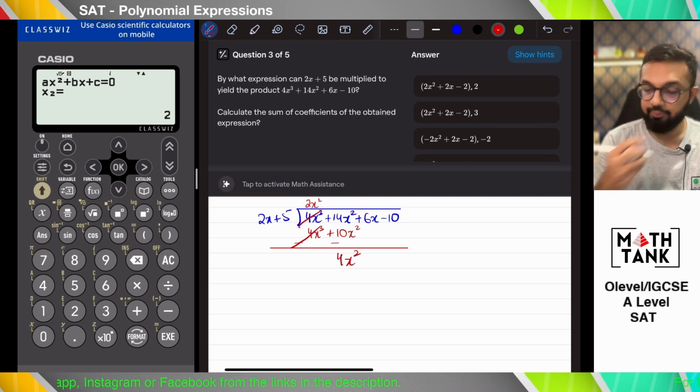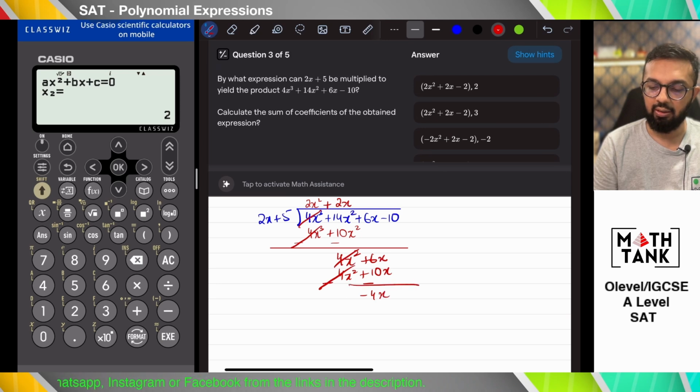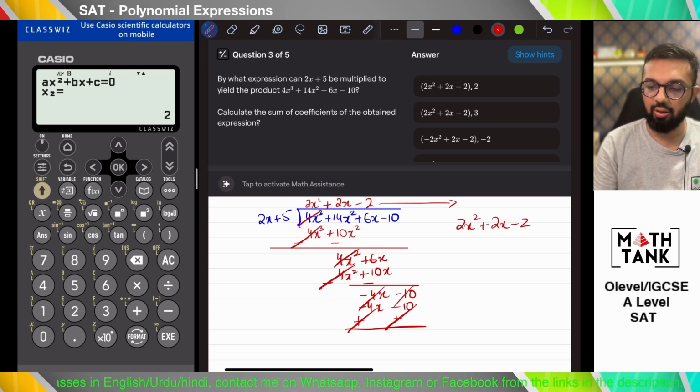Okay, 4x squared. Now in order to get that, I multiply this with 2x. So I get 4x squared, and then there was a 6x from here, and then I get a 10x. So that cancels out. I get minus 4x minus 10. I multiplied with minus 2 to get minus 4x, and I get minus 10 as well, so that sort of vanishes. Everything goes away. That's the expression that I wanted. That's either answer option A or B.